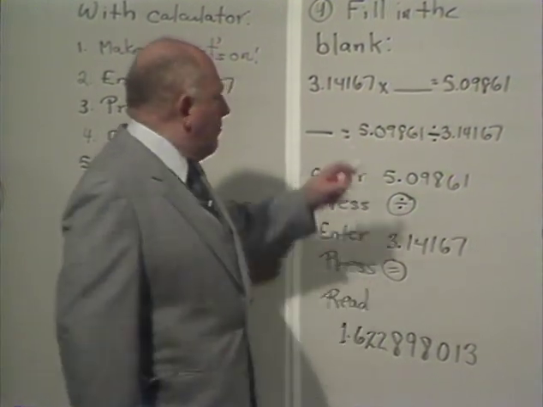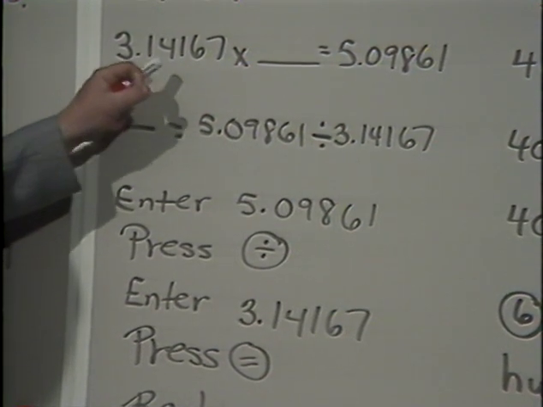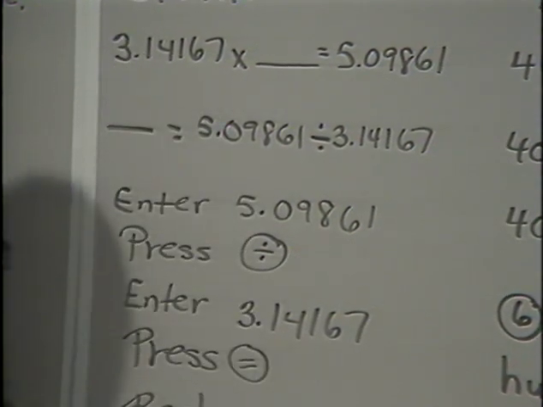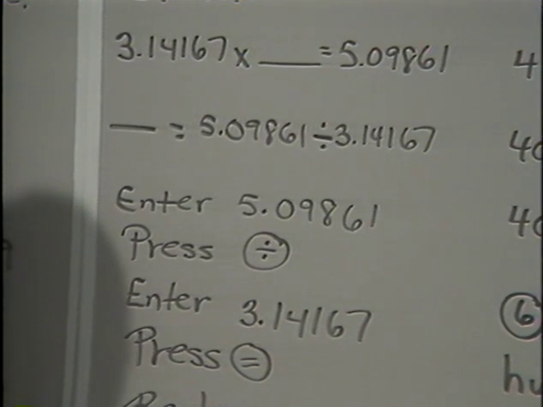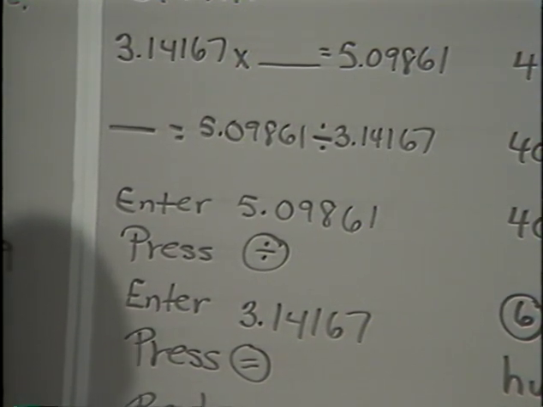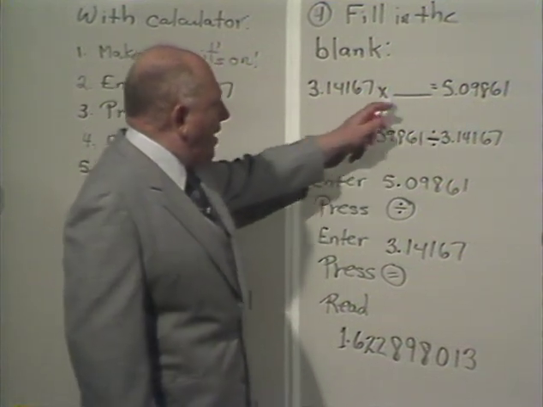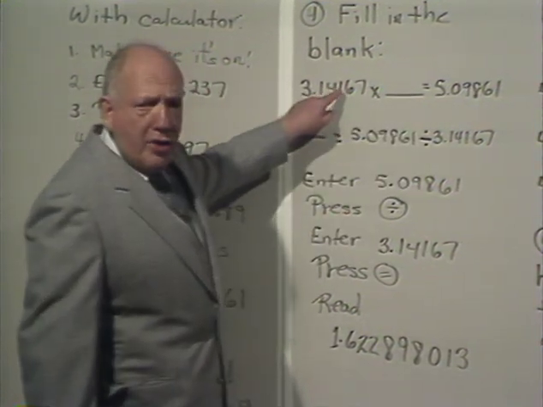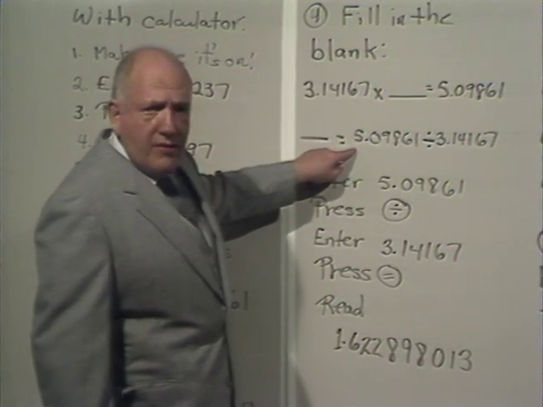You see what I mean? In other words, in the previous problem, it was 3.14167 times 5.09861. I could have entered all of those into the calculator and gotten the answer. Notice in this problem, I have to recognize that although this looks like a multiplication problem, it's a division problem.